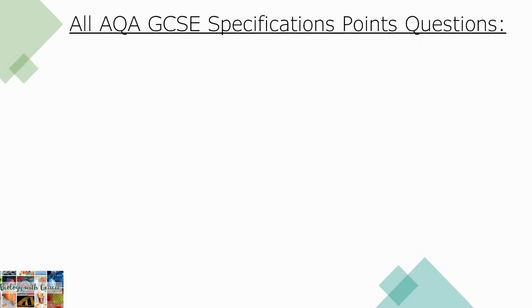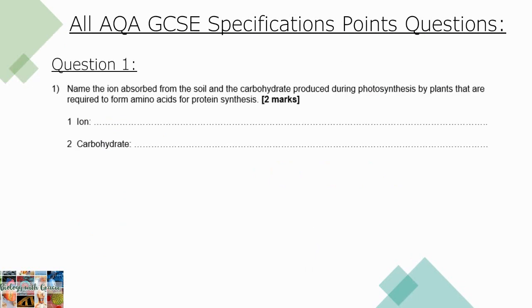Now we're going to move on to some questions based on the information we've just discussed. These are questions for all the AQA GCSE specifications. The first question: name the ion absorbed from the soil and the carbohydrate produced during photosynthesis by plants that are required to form amino acids for protein synthesis. This is worth 2 marks.